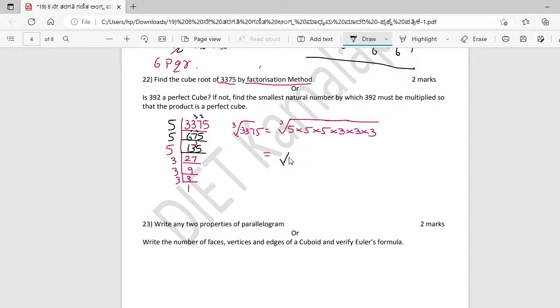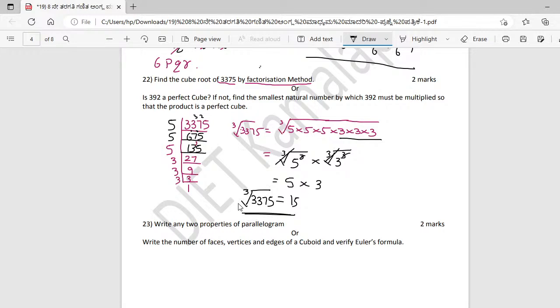So let us say, 5 to the power of 3 we can write down, and this cube root as 3, which is repeating how many times? 3 times. So 3 to the power of 3 cube root. The cube root and cube cancel. What is remaining to you? Just 5 into 3. So 5 3s is what? 15. And that is the cube root of 3375. That is the answer.